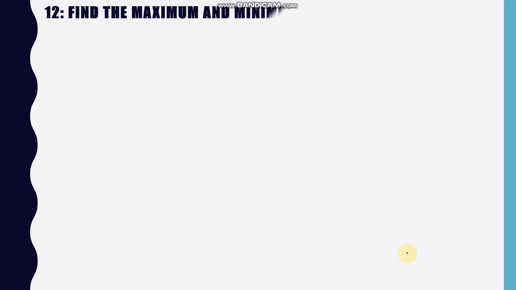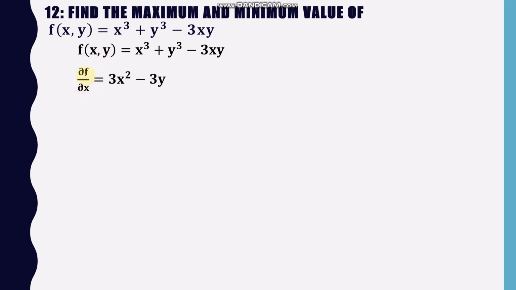In the 12th question, we have to find the maximum and minimum value of x cube plus y cube minus 3xy. To find the maxima and minima, you have to find the partial derivatives of this given function. So let's find the partial derivative of this function with respect to x and with respect to y. The partial derivative with respect to x is 3x square minus 3y.